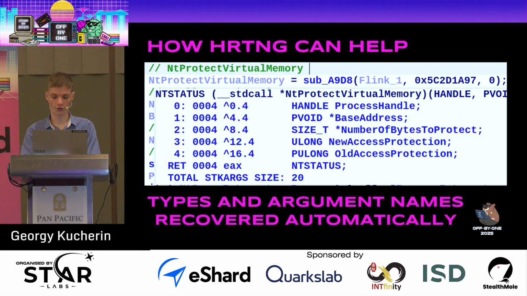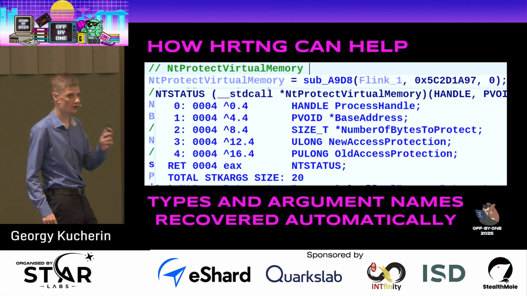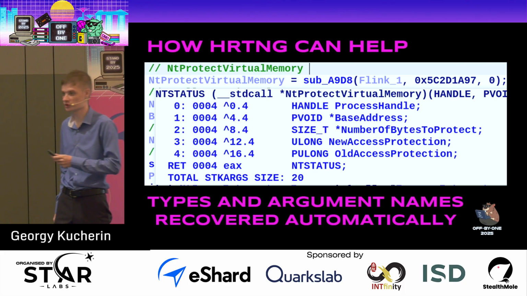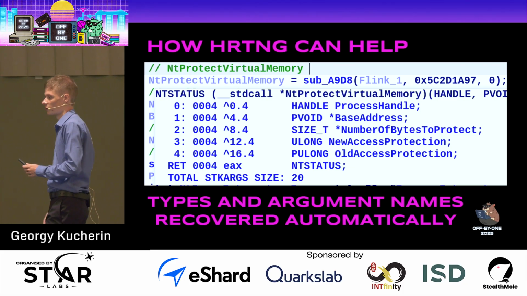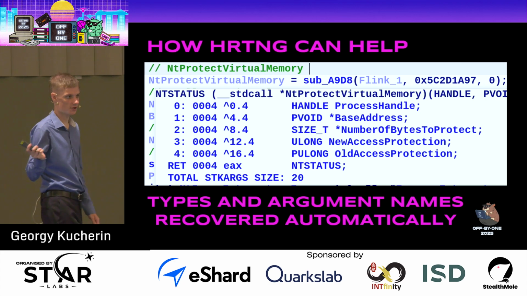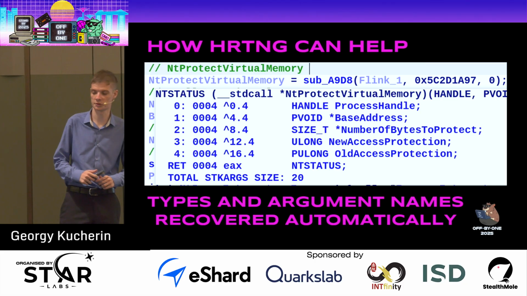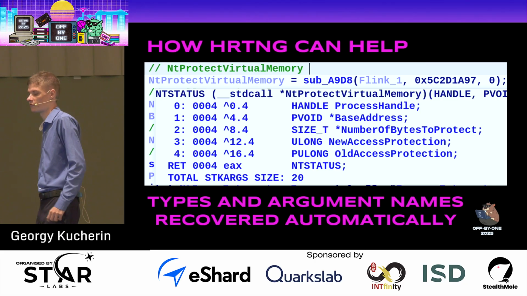But also note that thanks to HRTNG, IDA has been able to automatically recognize the amount of arguments of the library functions as well as the types of the arguments. Thanks to that, it's very useful because you don't have to, for example, search for the documentation if you want to find out what, let's say, the third argument of the NT-protect virtual memory function is.